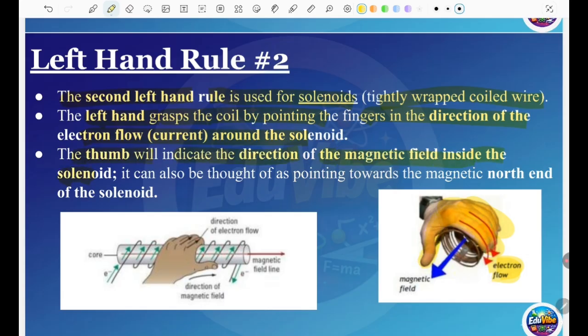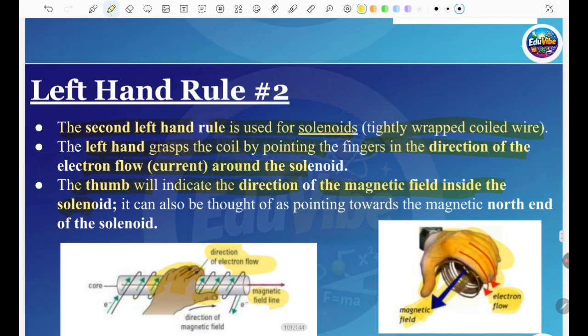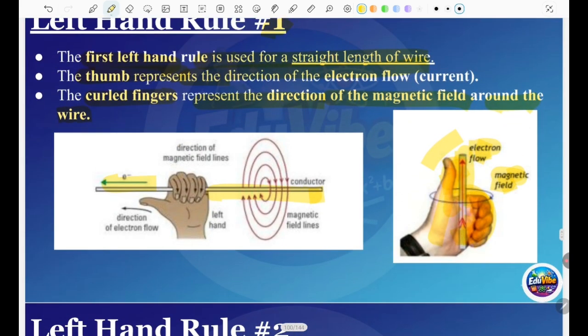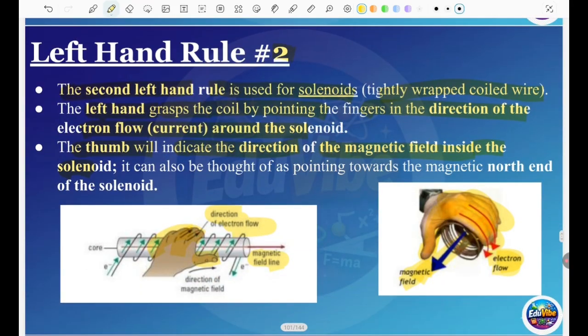So inside the solenoid, this shows your magnetic field like this. Your thumb in that case shows the magnetic field line, and your curled wire shows the direction of the current flow. This is the reverse of that. So the left hand will just be straight current flow, thumb, magnetic field, curled wire. For the second, your coiled wire shows the current flow and the thumb shows the magnetic field.